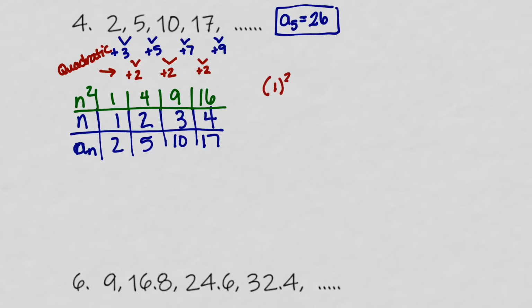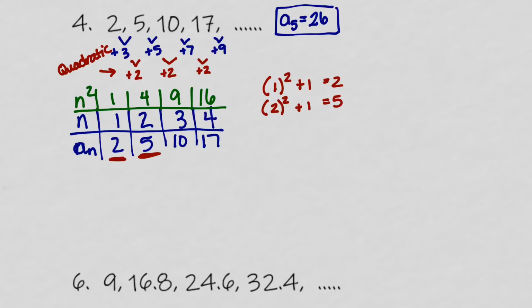I know if I take 1 squared, that's n being squared, is 1. Well, I get 1, but I want 2. So let's start off and see if I just add 1 to get to the 2. I know that equals 2, so okay. Let's try that for the next term. If I square my second term, I get 4, but I want it to be 5. So I'm going to add 1. Well, that got me 5.